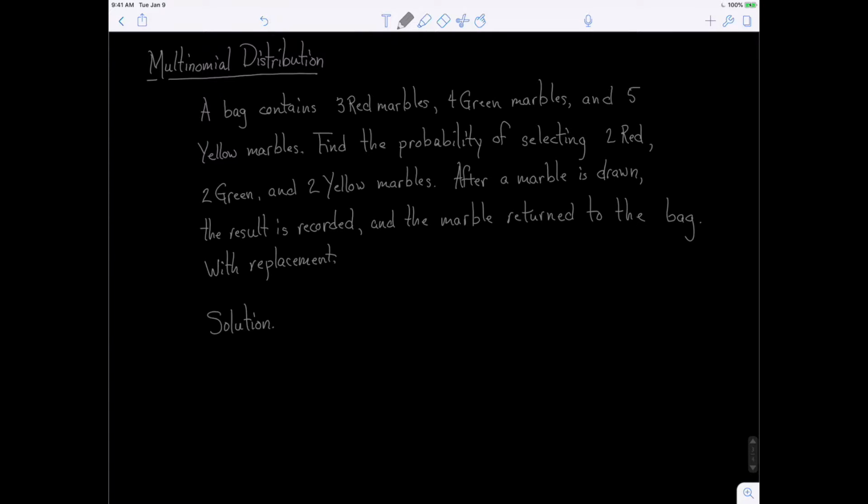Our solution comes from first writing one example of success. Just one. That's all you have to come up with, not more than that. So for example, as simple as this may sound, I may just draw them exactly in the order in which we wrote the problem. I may pull 2 reds, 2 greens, and then 2 yellows.